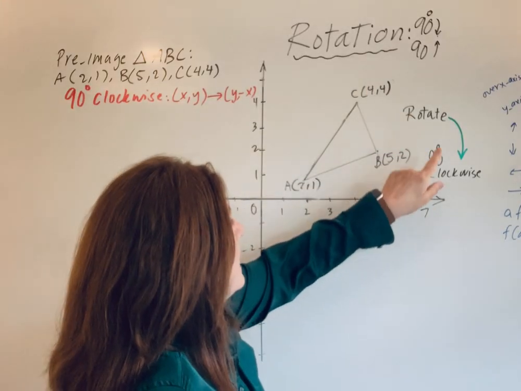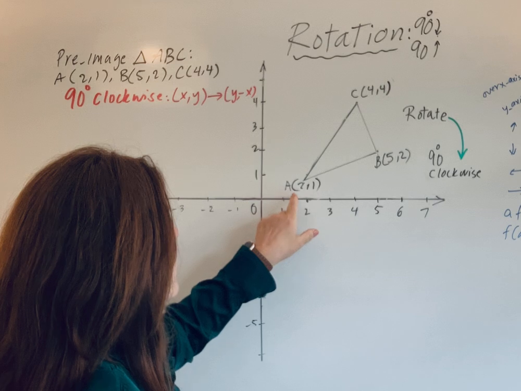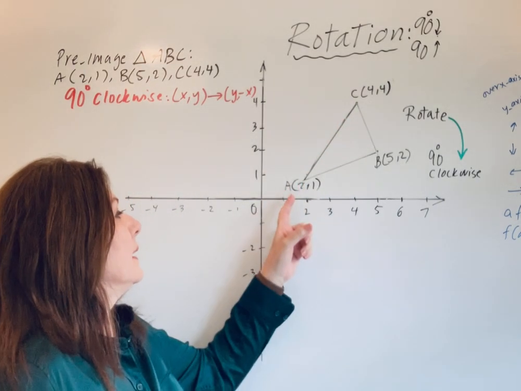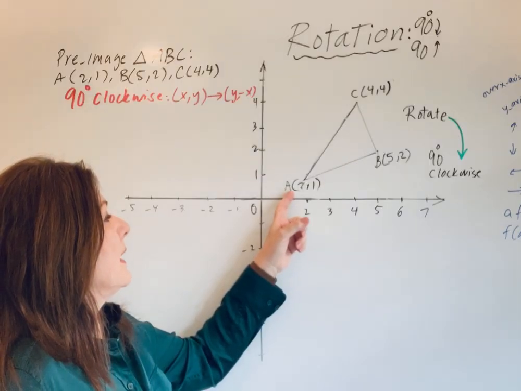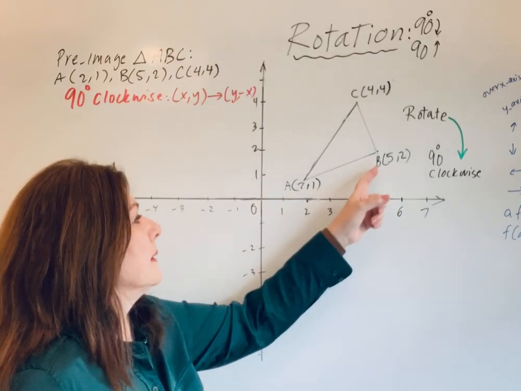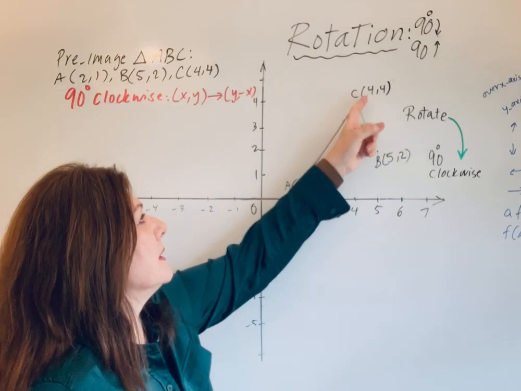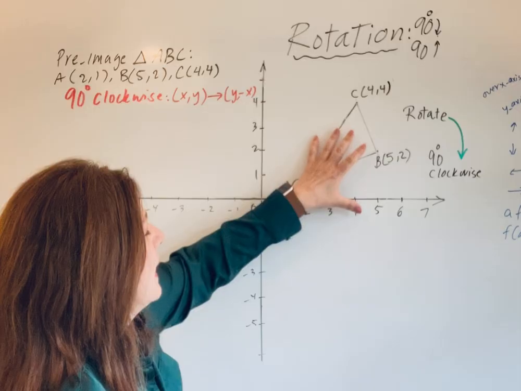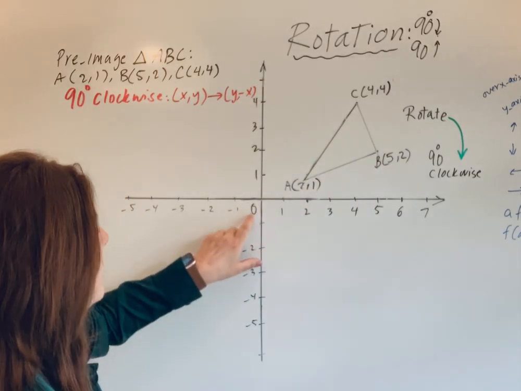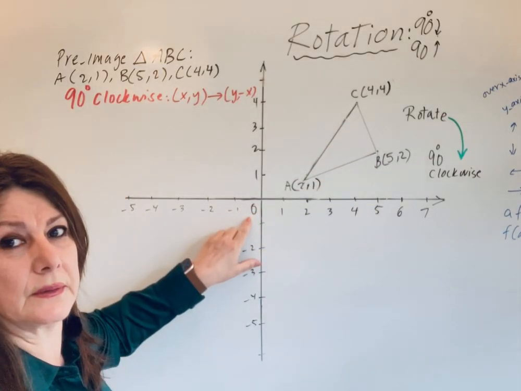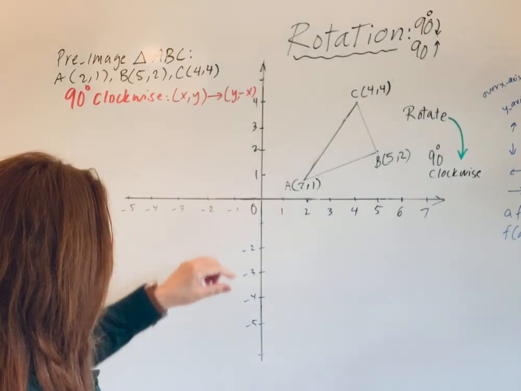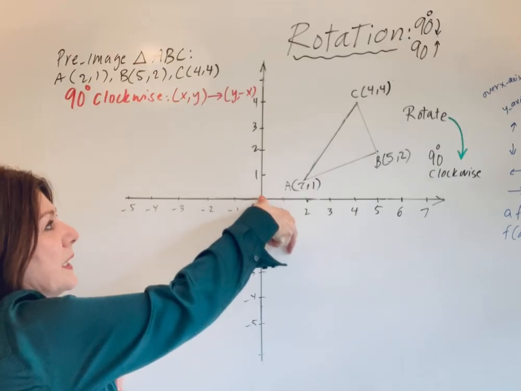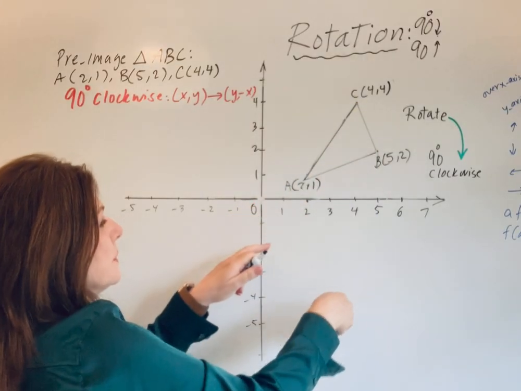Rotation 90 degrees of this shape, the triangle A, B, C. A's values are 2, 1, B is 5, 2, and C is 4, 4. Here we want to rotate this one 90 degrees over the origin, 0, 0. It means that this point rotates 90 degrees, and this point too, and this point too.